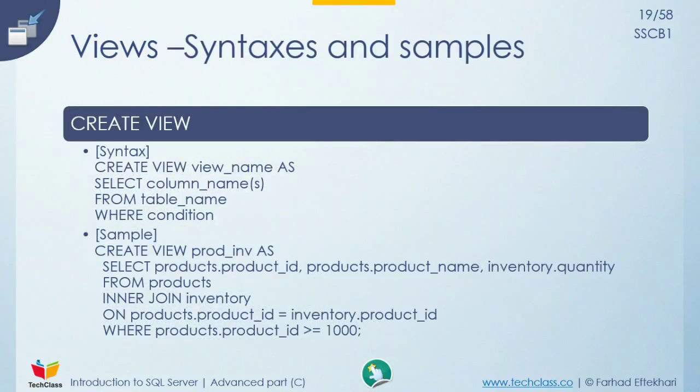And here is also a syntax and sample to create a view. As you can see here, we have this create view keyword, your view name, and then your select statement from this table, and if you have any conditions. And here's also an example. So we are using this inner join. We are linking two tables together, and then we are creating this view for this purpose.